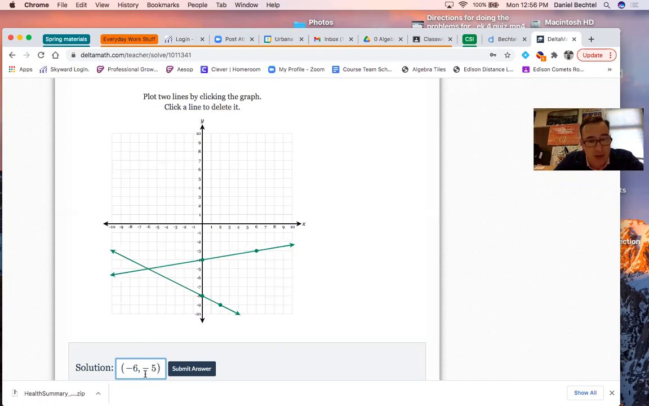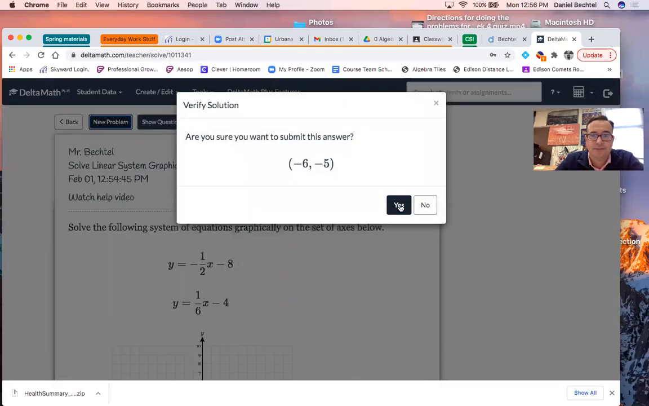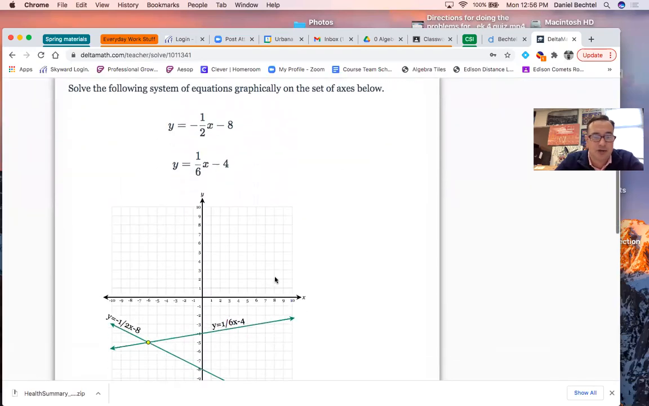I have to have them in the correct order, and I have to have them related to the x and the y where these 2 cross. So as you do that, boom, you're good. It says yes, and then it shows you where these 2 graphs are and where that crosses. It's exactly what we did.